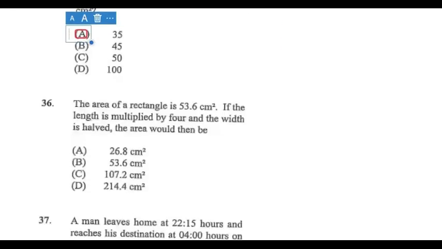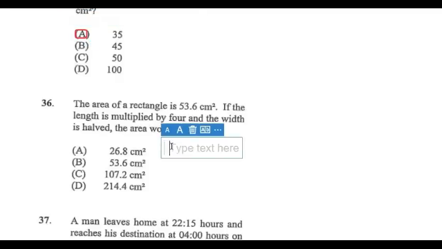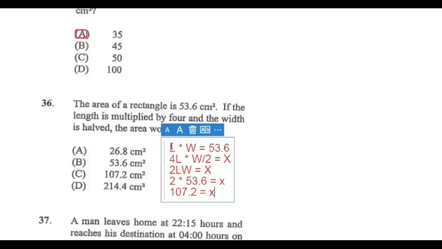The area of a rectangle is 53.6 centimeters squared. If the length is multiplied by 4 and the width is halved, the area would then be... So we've worked this question multiple times, so you can check the links in the description below for previous years' papers that have worked these questions multiple ways, but today we'll be working it only one way, which is length times width is equal to the area, which is 53.6. So it says the length is multiplied by 4 and the width is halved, so it is 4 times length times width divided by 2 is equal to x, which is the new area that we're trying to find.